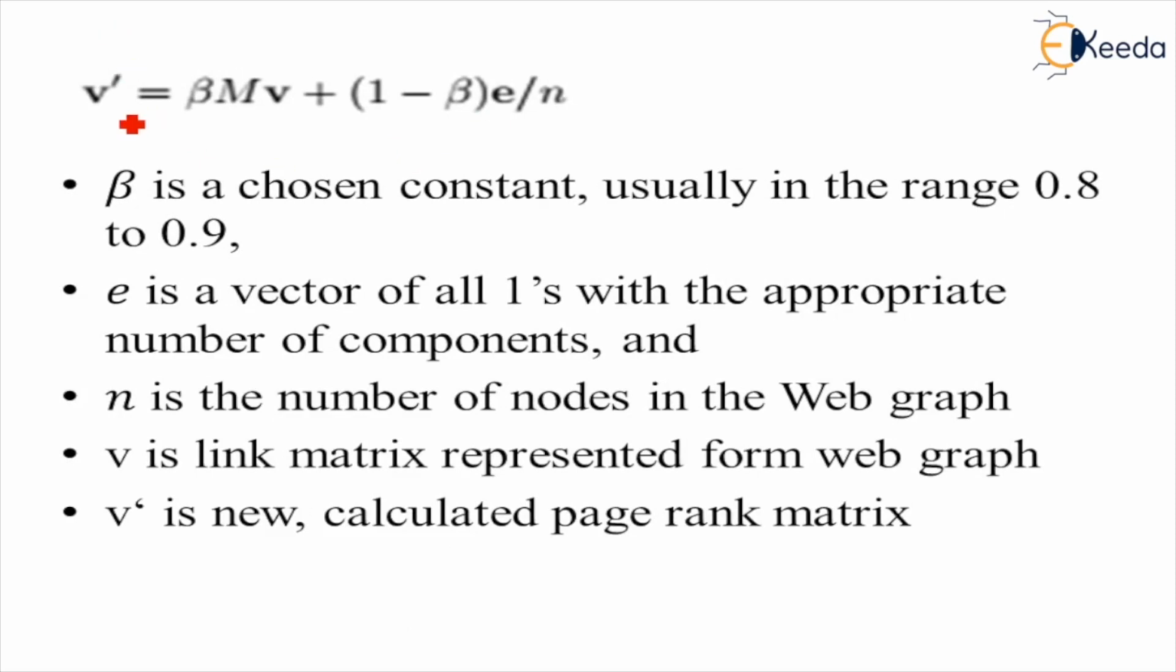formula. So we got the formula as V' = beta M V + (1 - beta) e/n. So what is beta here? Beta is a chosen constant, usually in the range of 0.8 to 0.9. What is e? e is a vector of all ones with the appropriate number of components, or you can say a matrix with all ones. What is n? n is the number of nodes in the web graph. What is V? V is the link matrix represented from the web graph, which we already know.